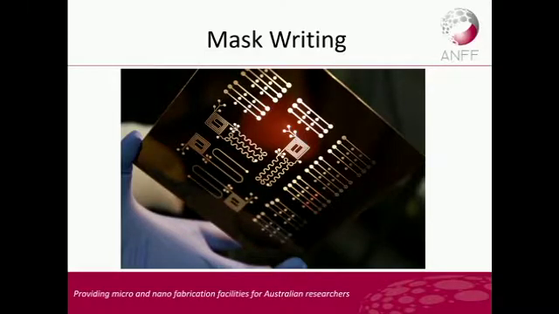So most of the processes we do need some kind of lithographic mask, and you'll notice there's a brown side and a sort of shiny side on these masks. The brown side is actually the chrome side, and the other side is soda-lime glass.